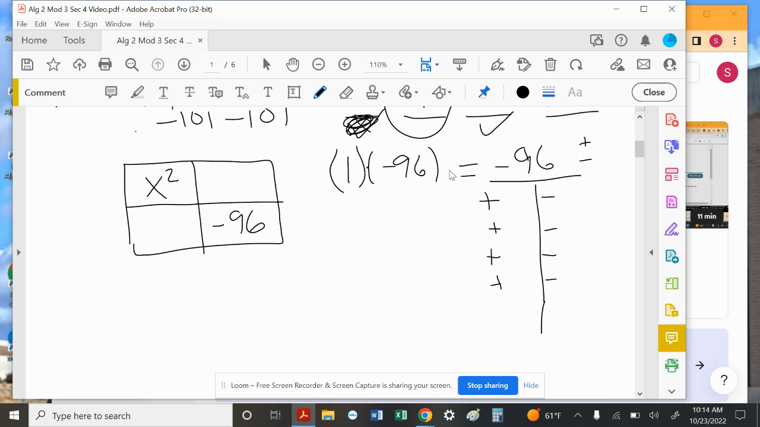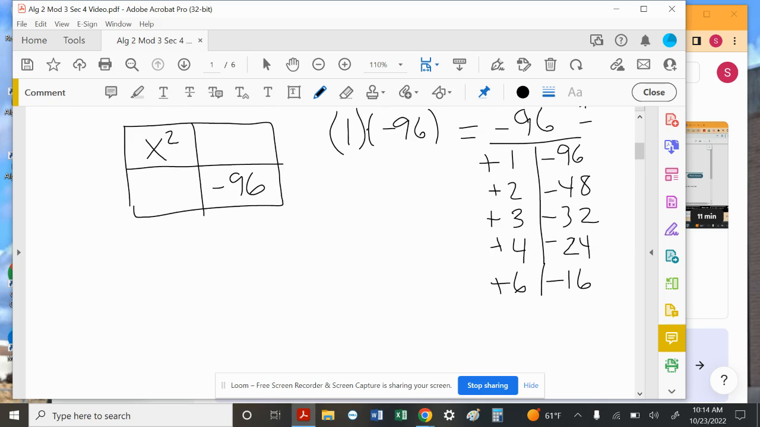Okay, so now, what are all the multiples of 96? Well, 1 and 96. And notice I don't have to worry about signs anymore. 2 and 48, 3 and 32, 4 and 24. Okay, 5, no. 6, does 6 go into 96? It sure does. So 6 goes into it, so it's 16. 6 and 16. Any others? 7 doesn't. 8, I think, does.